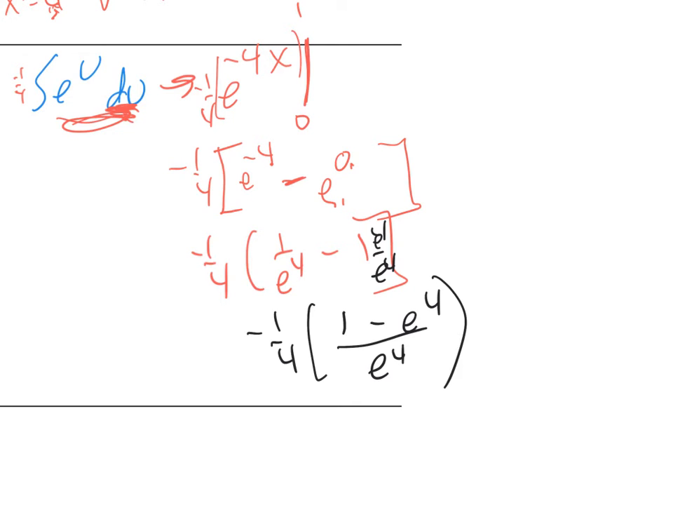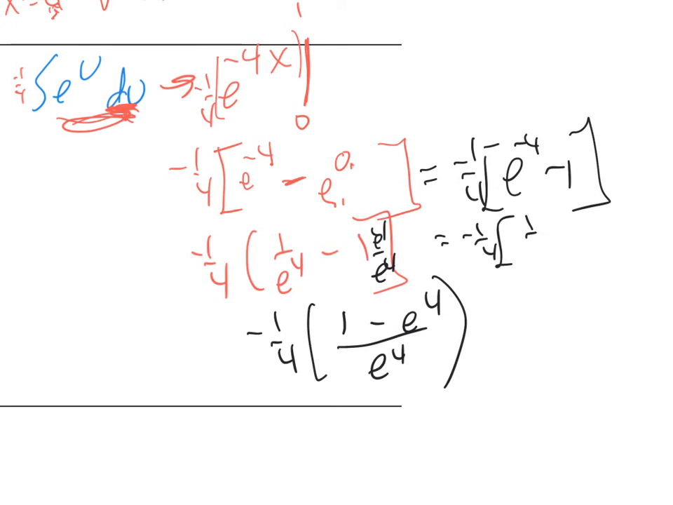I mean, this answer is pretty good too. Just leaving it as negative 1/4 times e to the negative 4th minus 1. That's a good answer. Or leaving it like this: negative 1/4 times 1 over e to the 4th minus 1. That's a good answer. Or combining into one fraction is a good answer. It's just a mystery to me which one he wants. Let's go look.